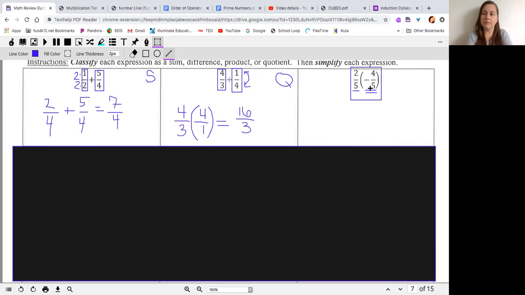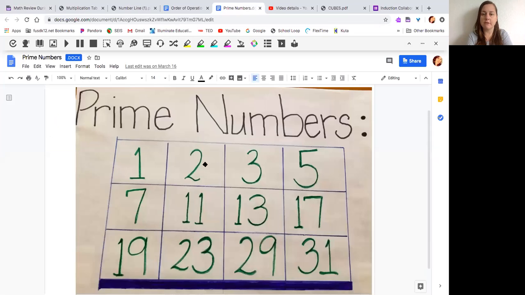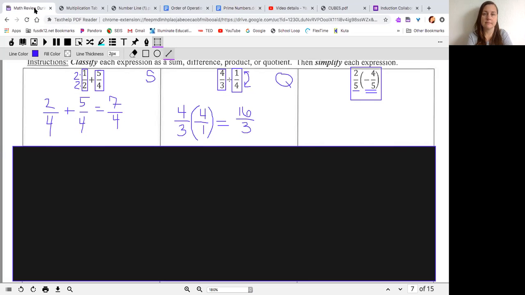When I look at 2 and 5 and 4 and 5, I'm looking at some prime numbers. So 2 and 5 are prime numbers. They are as small as they can get. And 4 does not go into 5 evenly. So this fraction, or this expression, is as small as it can get. So I will multiply across. 2 times 4 is 8. And 5 times 5 is 25.